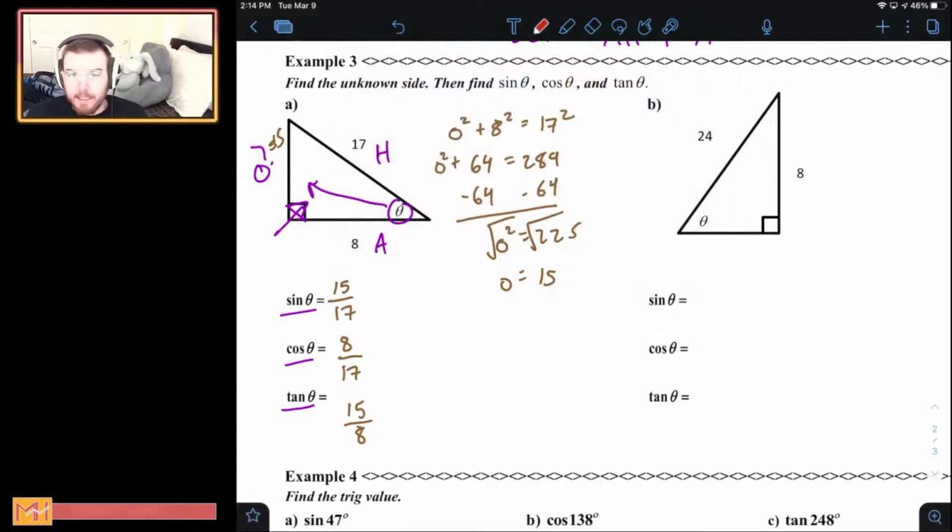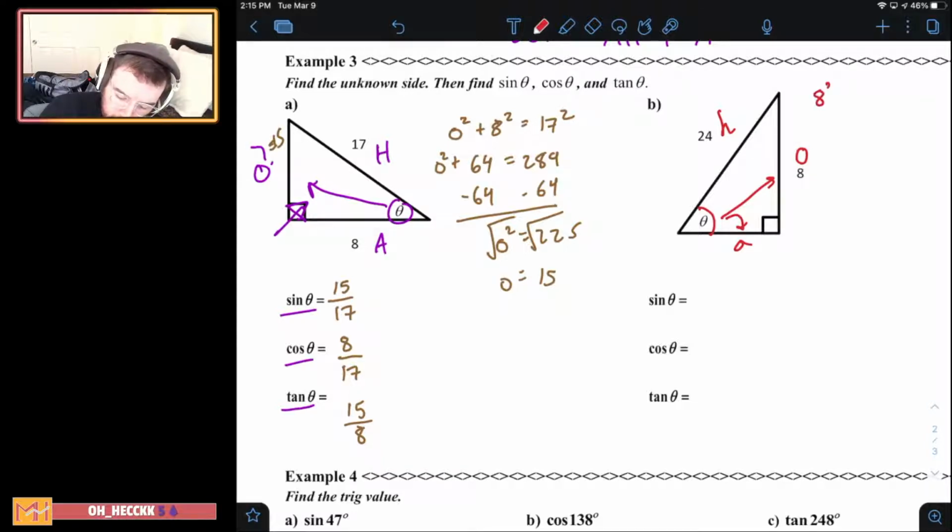We use the exact same strategy on the next one. The angle is here, so this side is opposite, this side is adjacent, and this side is the hypotenuse. I highly advise that you label your H, O, and A, hypotenuse, opposite, and adjacent, so that way you know which is which. We are trying to solve for the adjacent side now. It's still a right triangle, so we can still use the Pythagorean Theorem.